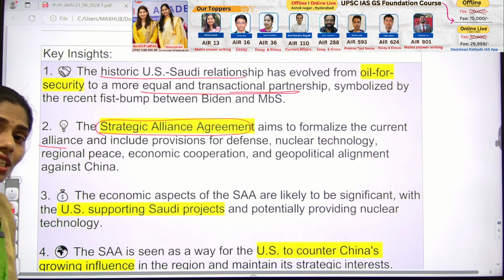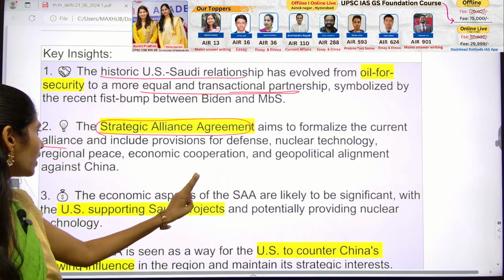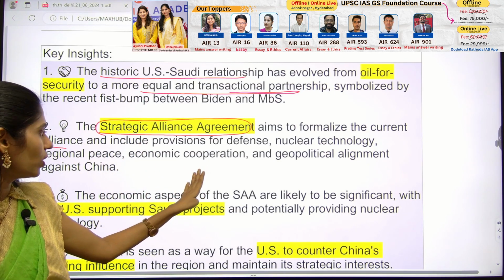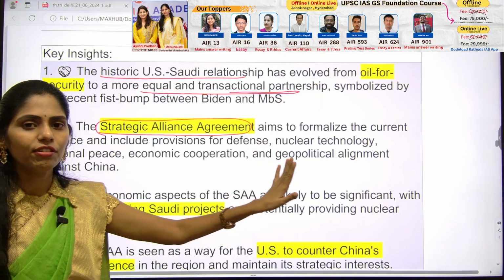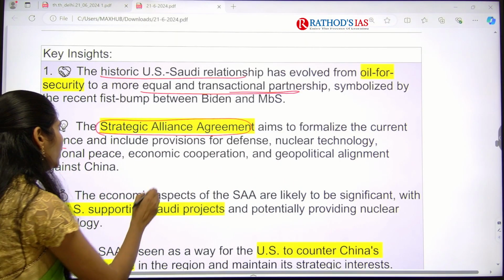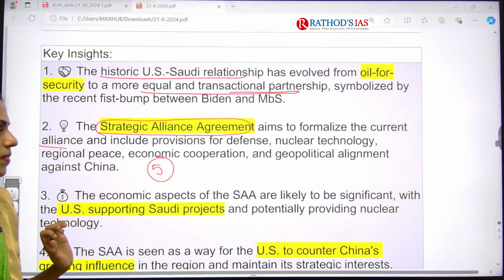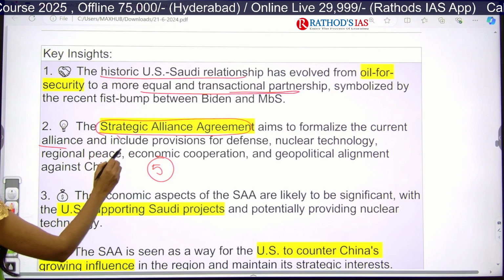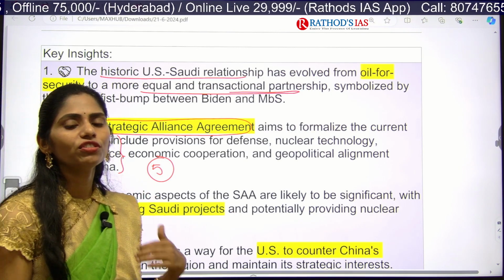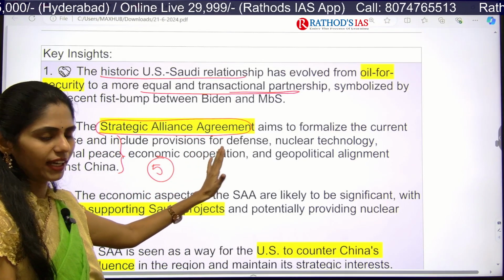Okay, so in which areas are they focusing? First one is defense, second one is nuclear technology, third one is promoting regional peace, fourth one is economic cooperation, and fifth one is geopolitical alignment against China. So all these are 5 important areas they are now going to focus on. And on these 5 areas, you can get a question: strategic alliance partnership will be focusing on which of the following areas? That will be very simple, and you have to remember all these 5.